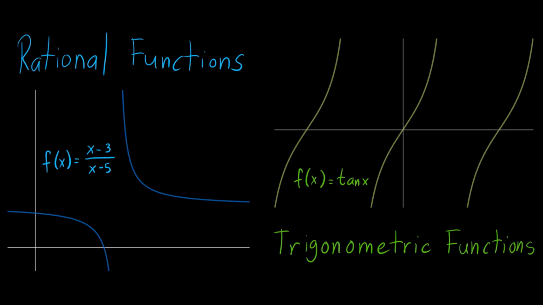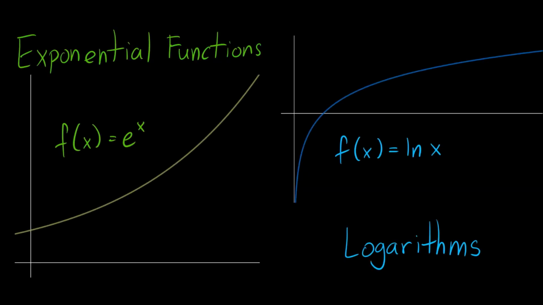Trigonometric functions like f of x equals tangent of x are continuous for all x values in their domain also. Exponential functions like f of x equals e to the x are continuous for all x values in their domain, which happens to be all x values. Logarithms like f of x equals the natural log of x are continuous for all positive inputs, which is their domain.